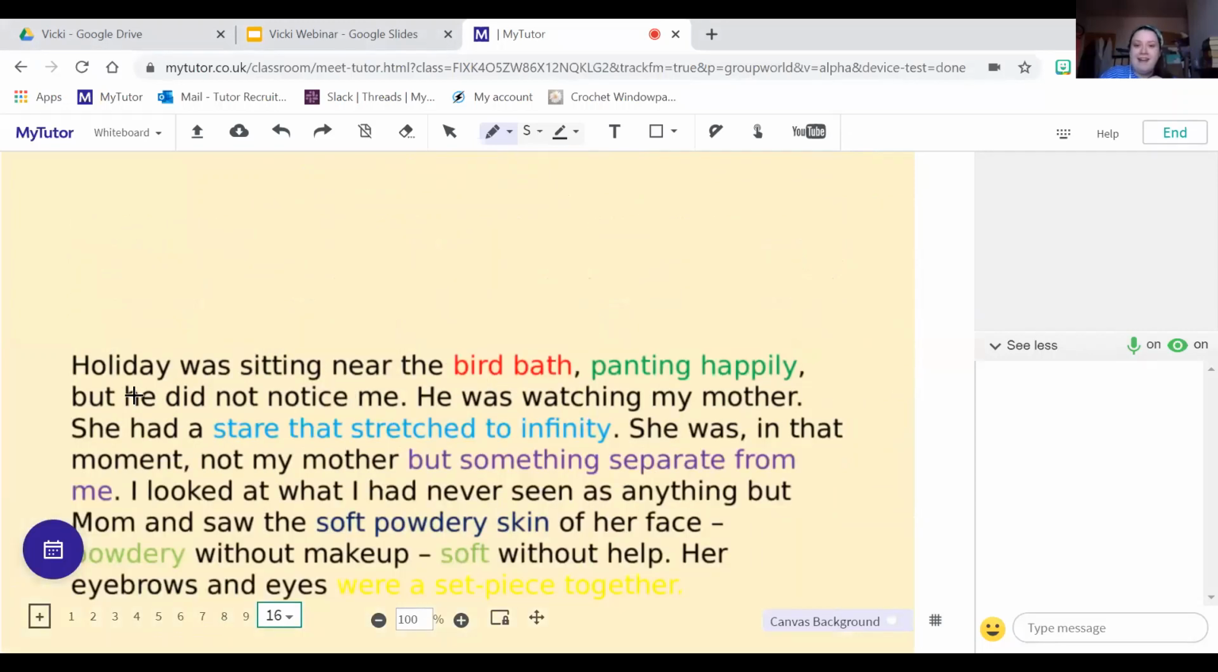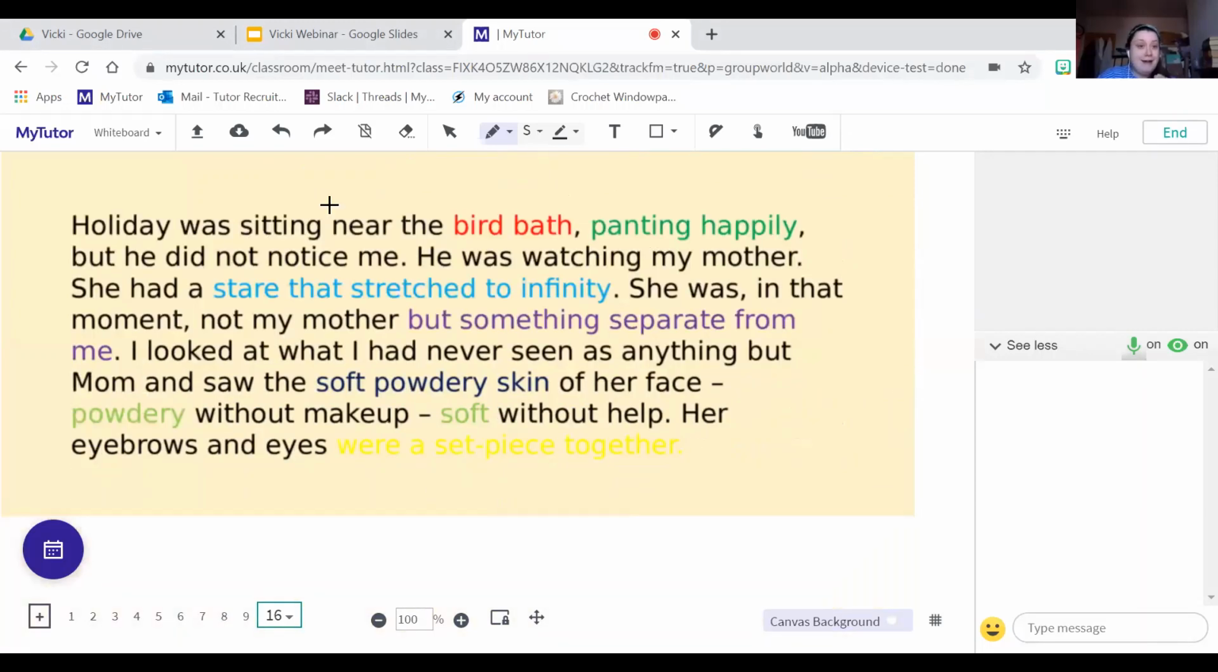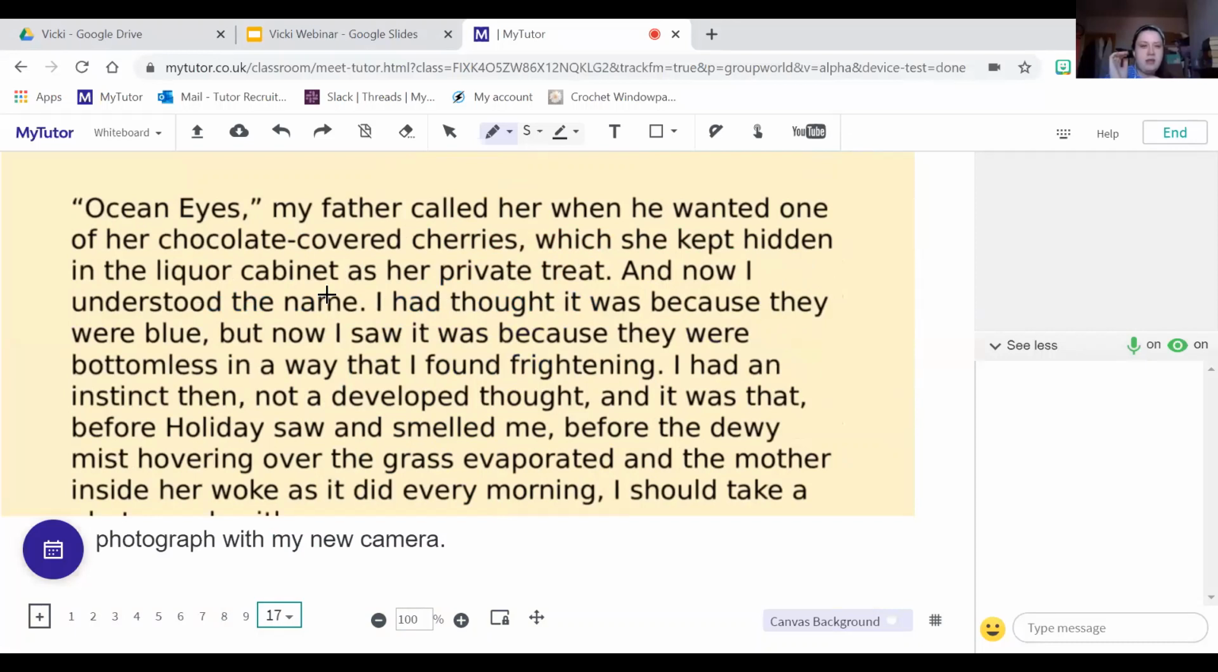Right, so I've highlighted some here. I didn't highlight "Holiday was sitting," but I highlighted "panting." So there are those two personifications we could talk about together. I think I've highlighted everything else. Fabulous. Right. "Ocean Eyes, my father called her when he wanted one of her chocolate-covered cherries." So we've got some alliteration going on there.